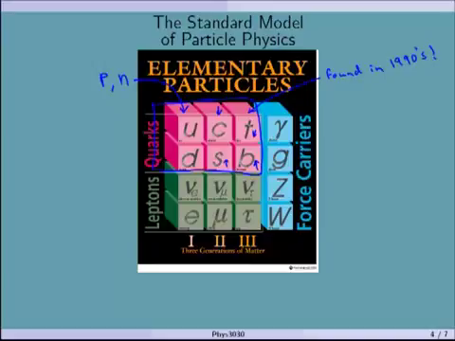And then over here you have the force carriers. The two kinds of weak carriers are the Z boson and the W, plus and minus. The gluon is the interaction for quarks, and the photon is the carrier for the electromagnetic interaction. Then we have these things called leptons, and leptons do not interact with the strong force. They do interact electromagnetically and weakly, and they're listed in generations just like the quarks are.